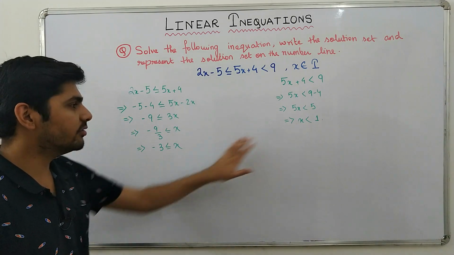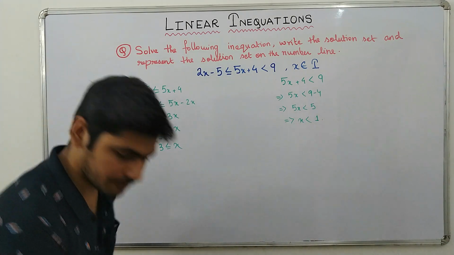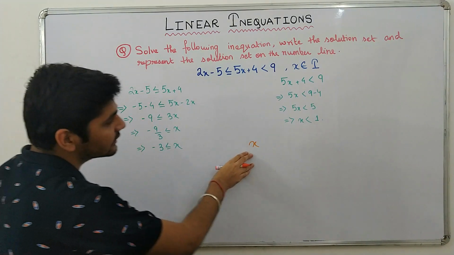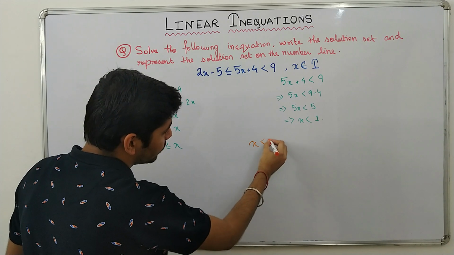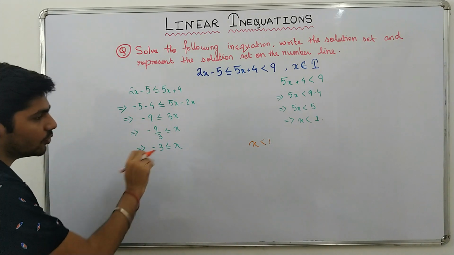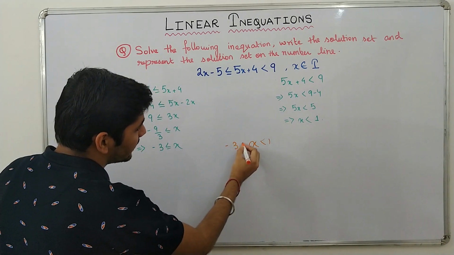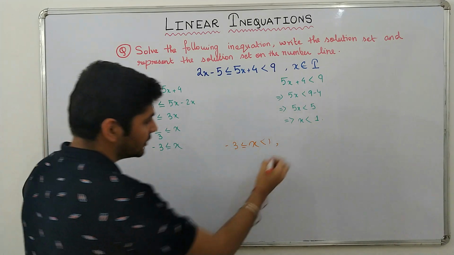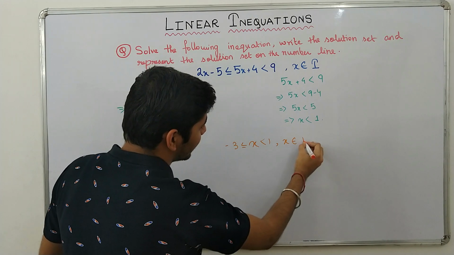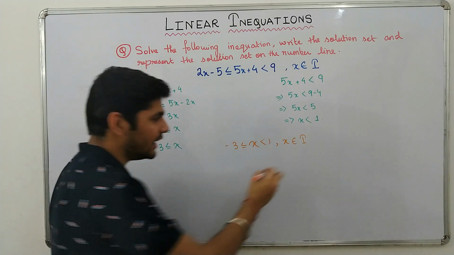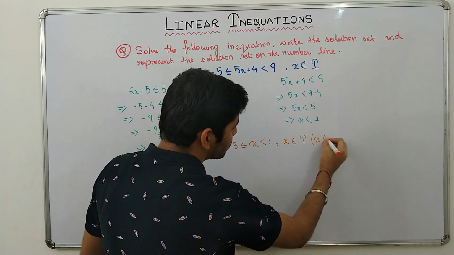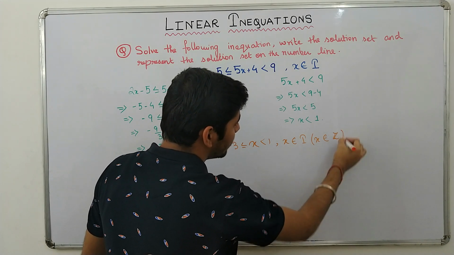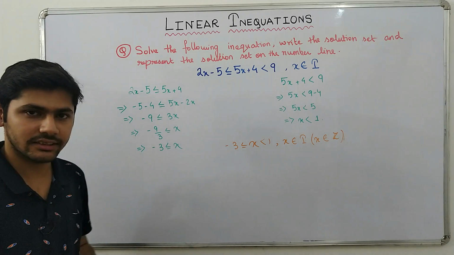Now let's combine both of them and find the final solution. So x in between, we have x less than 1 and minus 3 less than equal to x. And over here x belongs to integers. So x belongs to I. Now over here you can also write that x belongs to Z, because this is also a representation of integers.